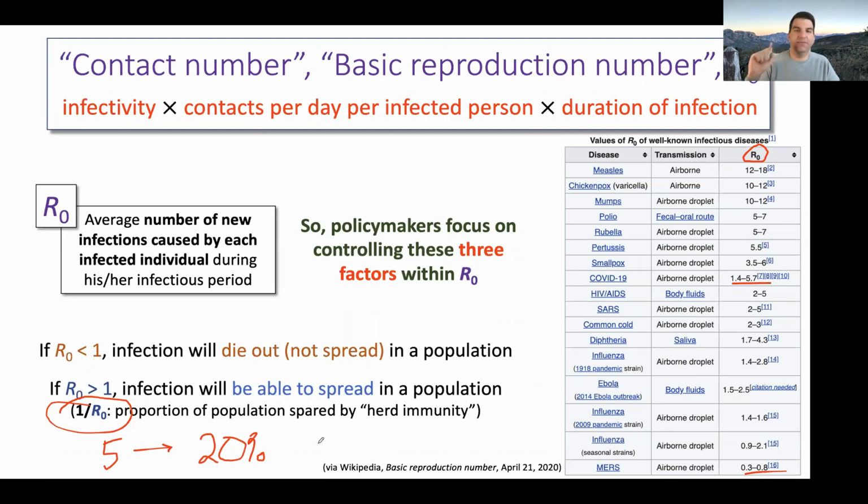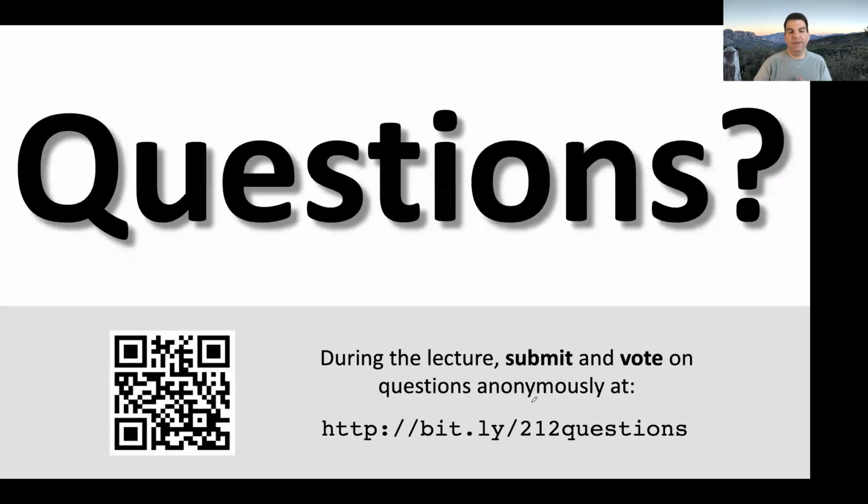So that's how we translate from R naught to how many people need to get vaccinated. You take whatever the estimate of R naught is, which you can get by estimating these 3 things. You do 1 divided by that. That's how many people are protected at herd immunity. And then whatever's left over, those are the people that either need to be infected or need to be vaccinated. All right, so that's basic epidemiology with an SIR model.